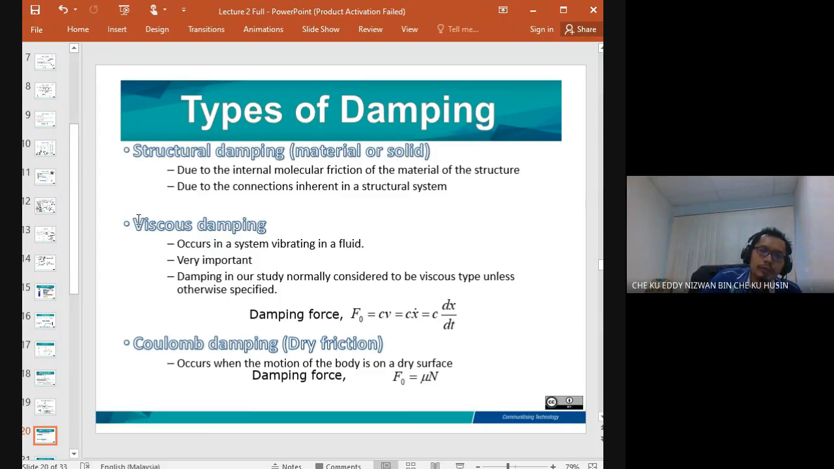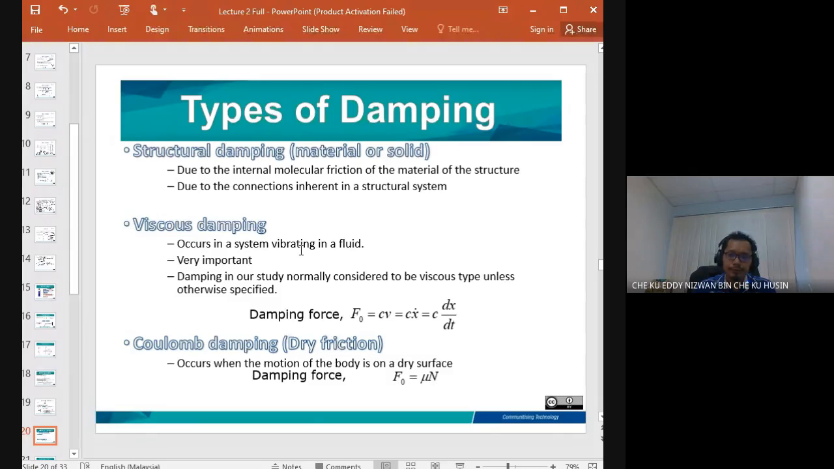Okay, now we move to viscous damping. Viscous damping is mostly used as a damping coefficient to control vibrations. The material you cannot control. Structural damping depends on the geometry and the properties, the type of material, so you cannot control it. Changing the geometry is not easy. So that's why, to control vibrations, we use viscous damping.